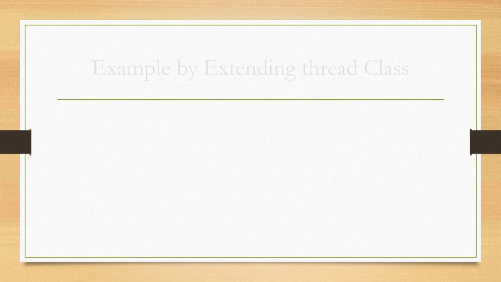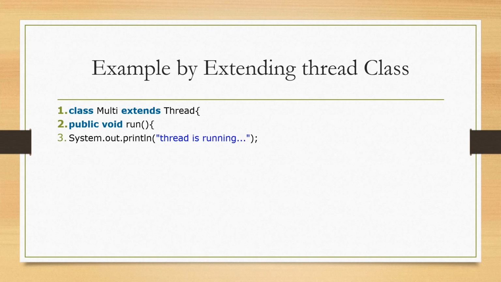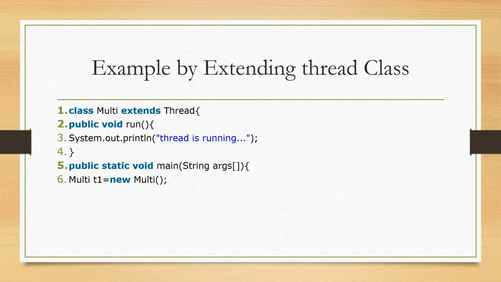Now let's look at the example. Example by extending the Thread class, okay? We have a class called Multi which extends the Thread class, and then we use a run method, and then we print out "thread is running". And every program needs a main method as well. So we have a main method here, and then we have Multi, and t1 is the object name. I'm creating an object from the Multi class which extends Thread, then using the start method to start the process. So this is a simple example of extending the Thread class.